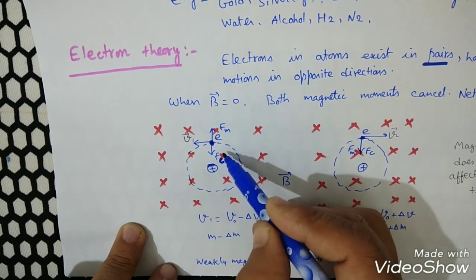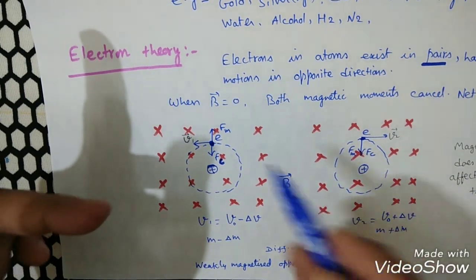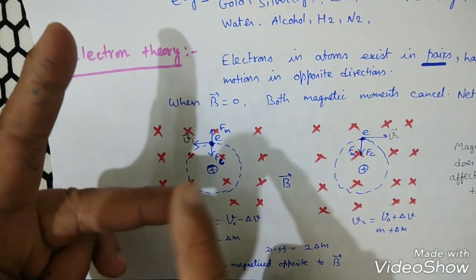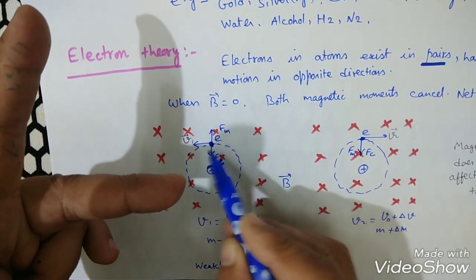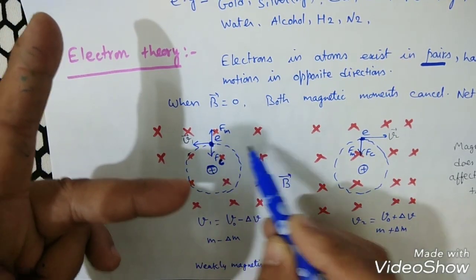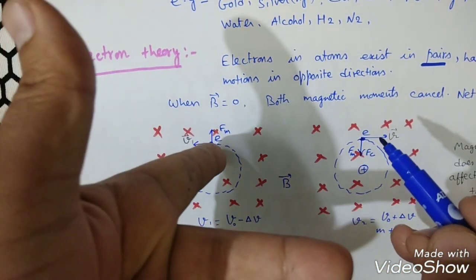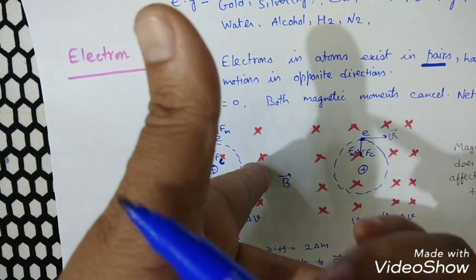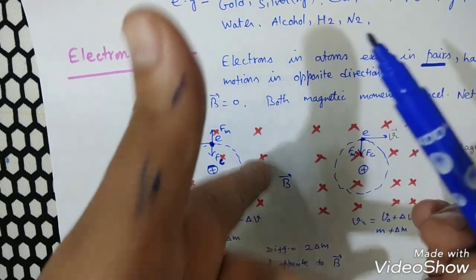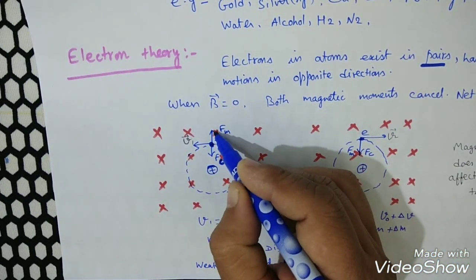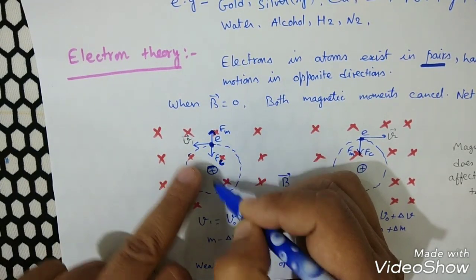Let us see. In the first diagram, we will apply Fleming's left hand rule. The direction of flow of current will be shown by the middle finger. The electron is moving anti-clockwise, so the direction of flow of current will be clockwise. The magnetic field is vertically inwards. Clearly it can be seen that the thumb shows the direction of force acting on it. So the magnetic force is acting opposite to the direction of the centripetal force.